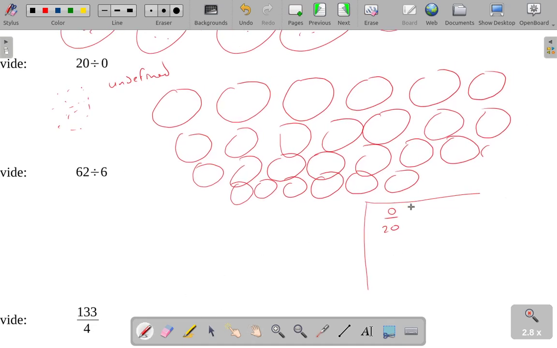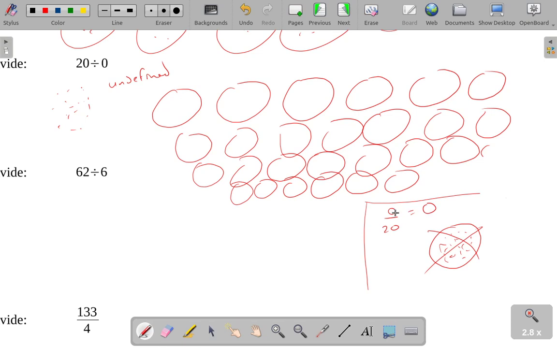Well, each of these groups should have 20 in them. So let's say a group has 20 dots in it. How many of those groups should I have to account for 0 dots? Well, I need to have 0 groups. And if I have 0 groups, then I actually have 0 dots accounted for, so it looks like it actually works. So 0 divided by 20 is 0.